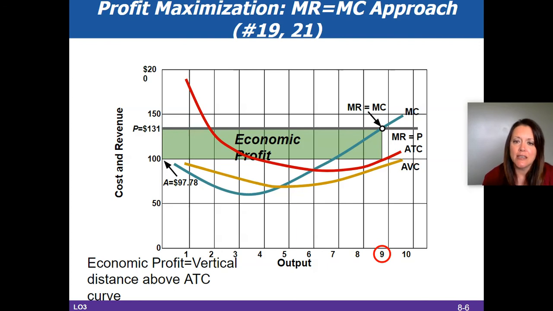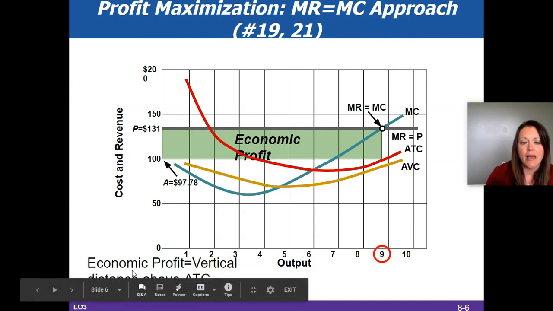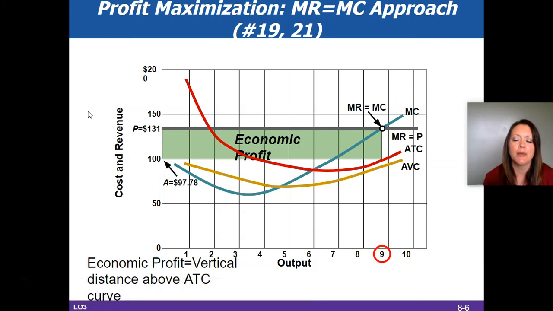So in this case, what we want to see is that the price is greater than our average total cost in order for a company to be earning an economic profit. Again, I have it noted for you down here at the bottom that the economic profit is equal to the vertical distance above the average total cost curve. That would be your per unit profit. If you multiply that by the total number of units, that's where you get your total profit.